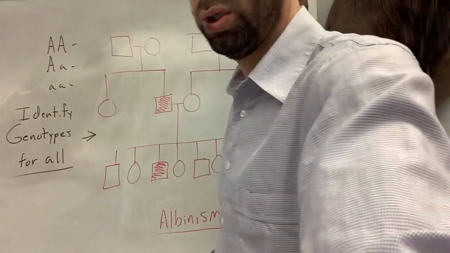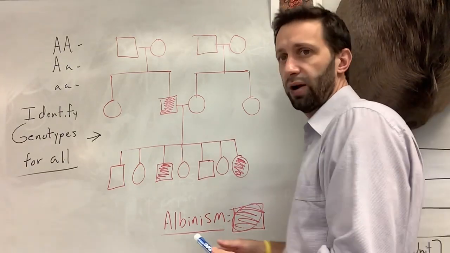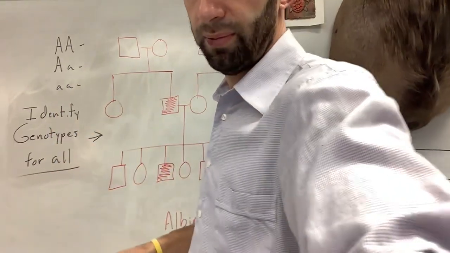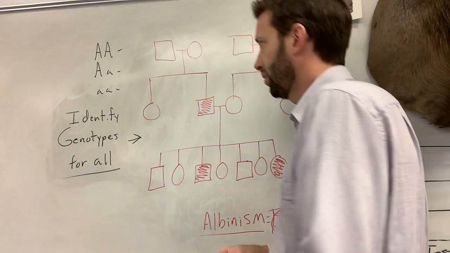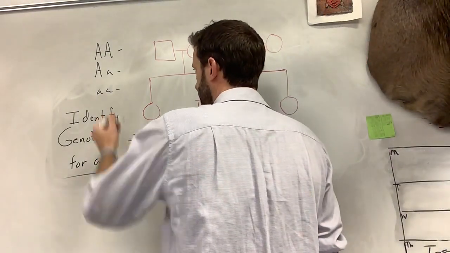Okay, so albinism. Were y'all able to narrow down most of these individuals and what their traits were? Which ones do we? Okay, so out of our three genotypes, which one are albinos? The little a's. Okay, so this is a recessive disorder.